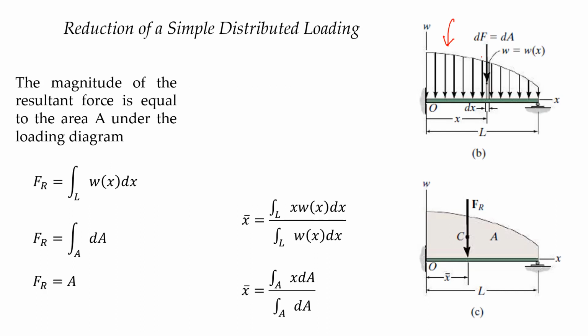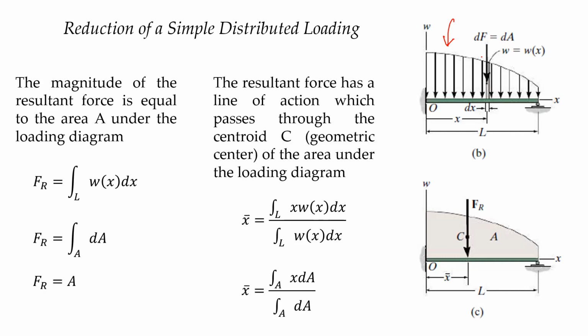It is good if our loading follows a regular polygon, let's say a square, rectangle, or a triangle, because their areas are already defined. The area of a triangle is one-half base times height, and for a rectangle, that's base times height, right? But for a varying loading, such as this one, our letter B, we will be using integration.